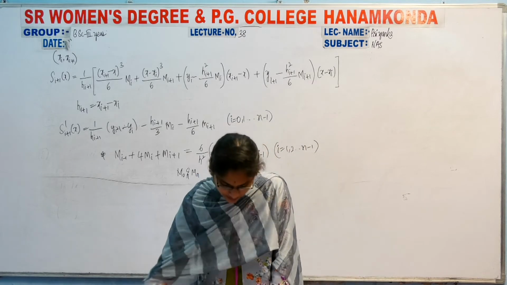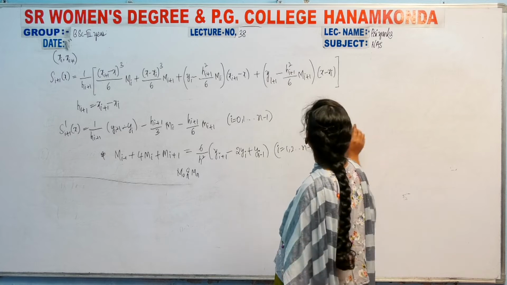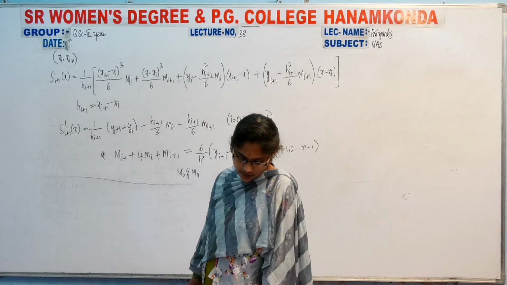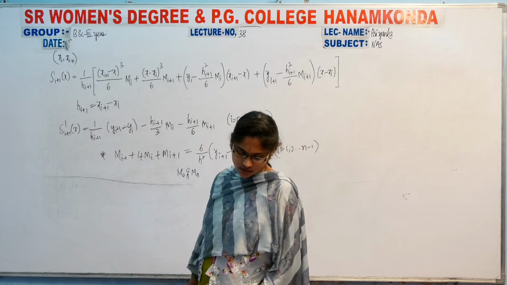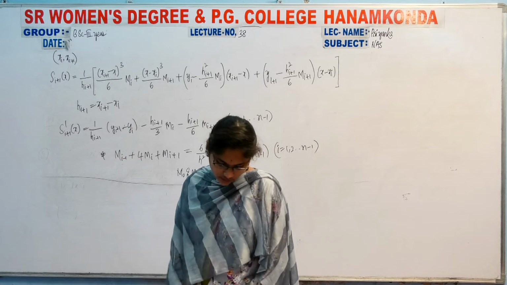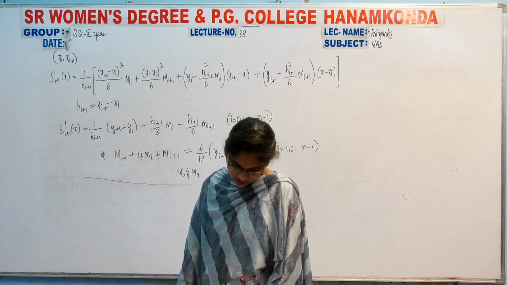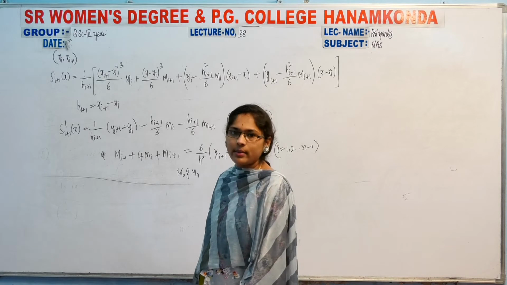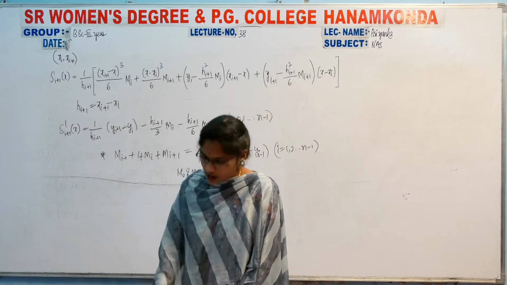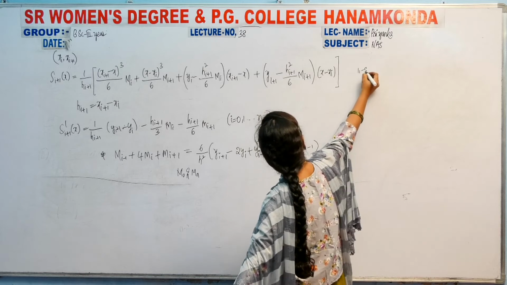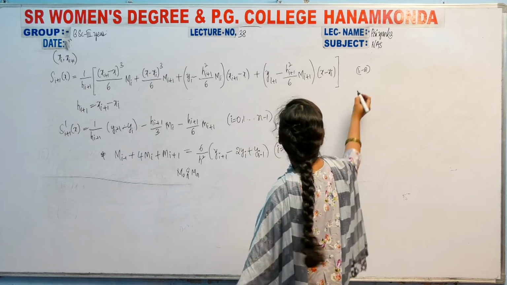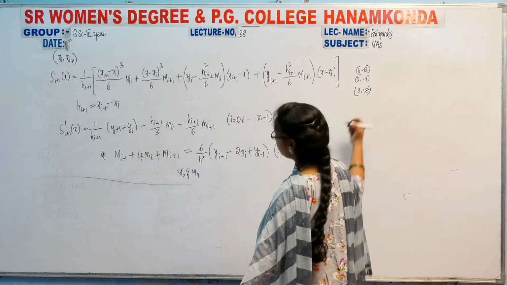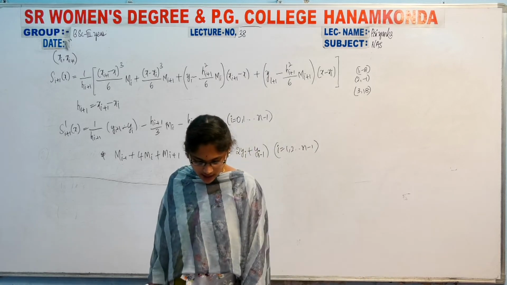Now write down first application. Determine the cubic splines satisfying the data. Data points 1 comma minus 8, 2 comma minus 1, 3 comma 18.